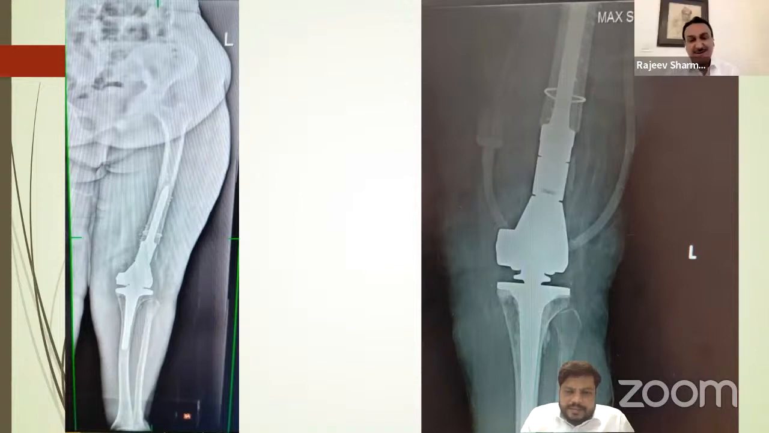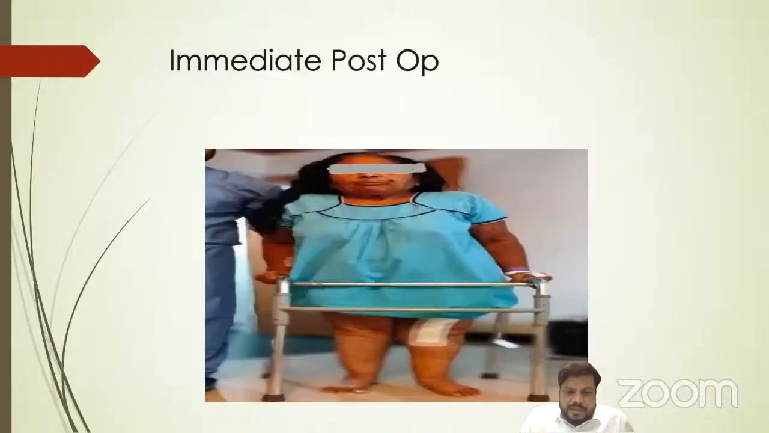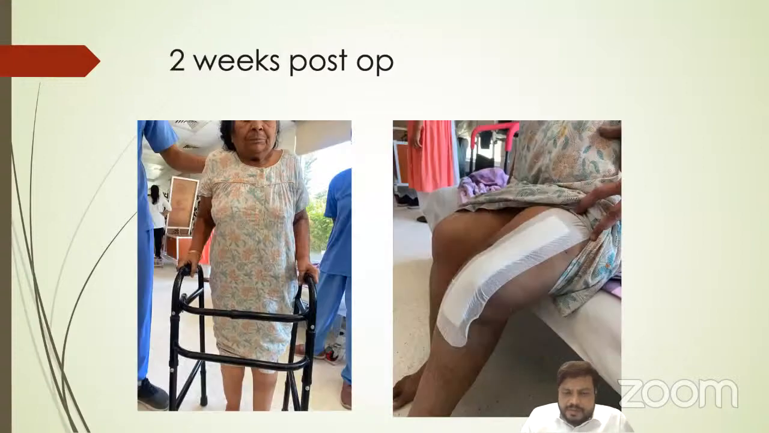So let us see your result. Yeah. So the patient is walking. I have around 1 year of follow up. This is the immediate follow up pictures, 2 weeks post op. The patient is having up to 70 degrees of flexion and full extension, able to walk normally. The late follow up pictures I don't have right now. But she is walking.